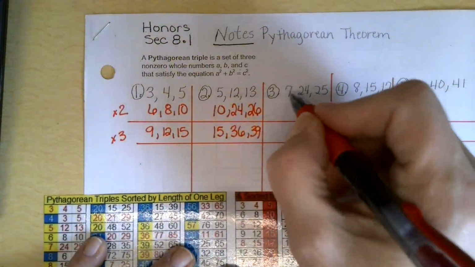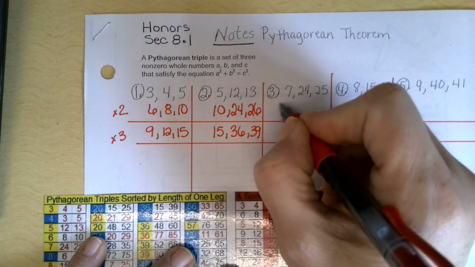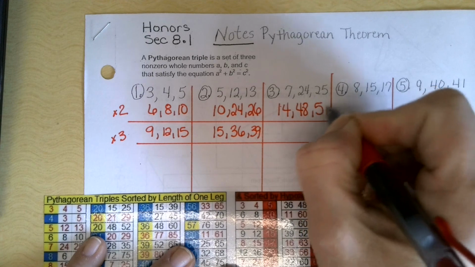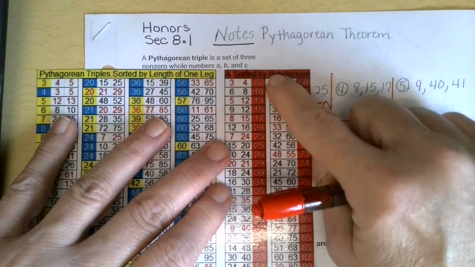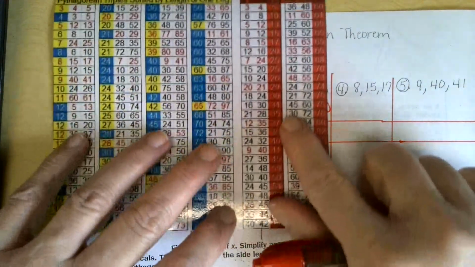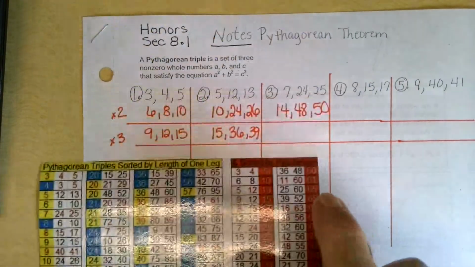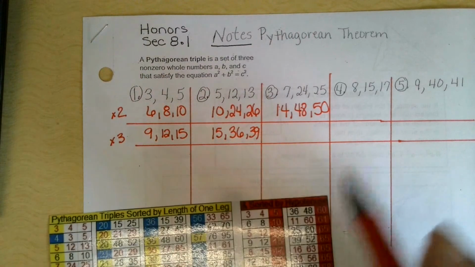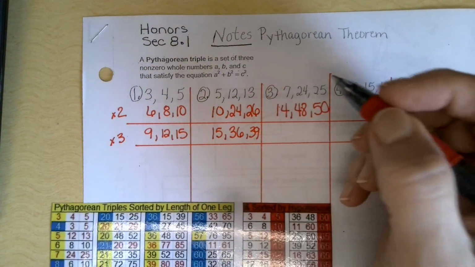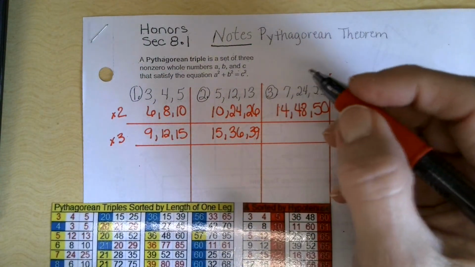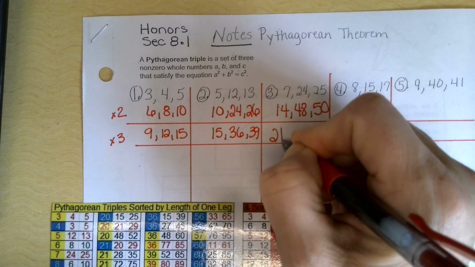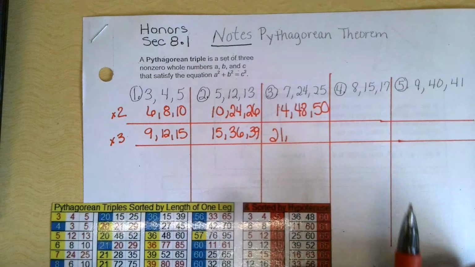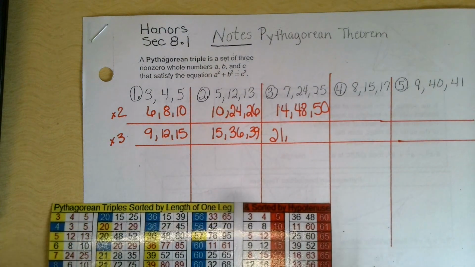Okay, we're going to keep going. If I multiply this one by 2, let's see if we can find one that has 50. Right here, 14, 48, 50. Okay, if I multiply this by 3, let's see if I can find it on here.